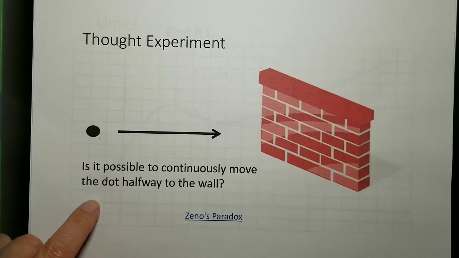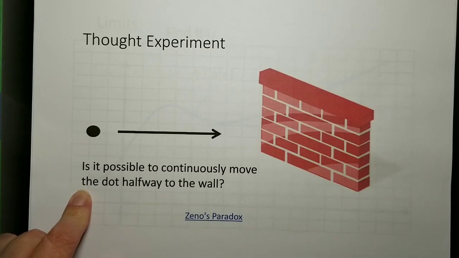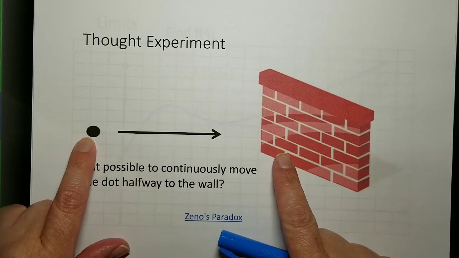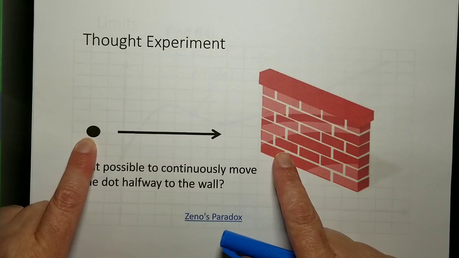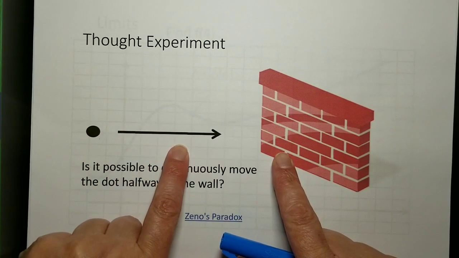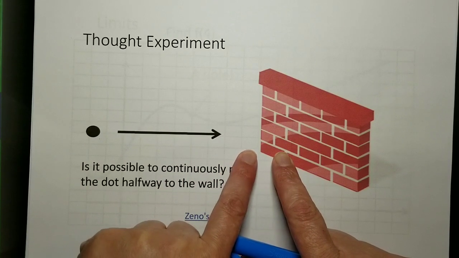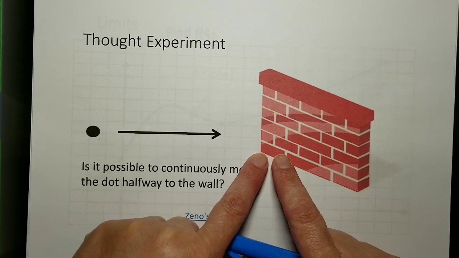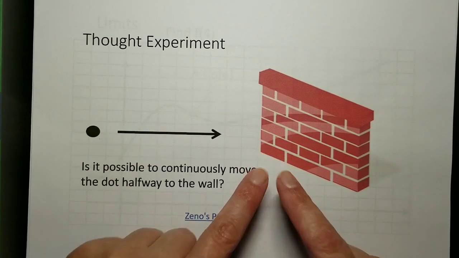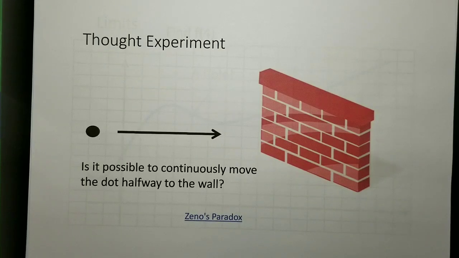So just kind of a thought experiment. Is it possible to continuously move the dot halfway to the wall? So if you were, say, a meter away, could you move so you're half a meter away, and then half that distance, so you're a quarter of a meter away, and then an eighth of a meter? And can you get closer and closer? Would you ever touch the wall? Now, we know that obviously in real life that would happen. But when we start thinking mathematically, with the concept of infinity and distances getting infinitely smaller, what does that actually mean?